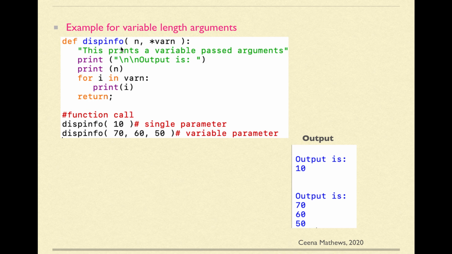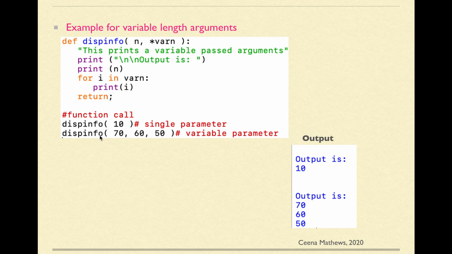Dispinfo is the function we are using here. I have used both arguments, that is formal as well as variable length arguments. The value of n, that is the normal formal parameter, is directly printed like this, whereas the values represented by the var n, which is a tuple, are accessed using a for loop, for i in var n. So all the multiple values in this var n will be taken one by one and printed.